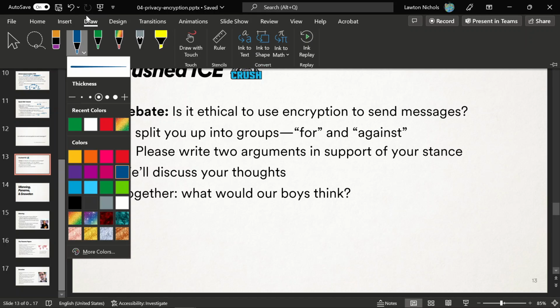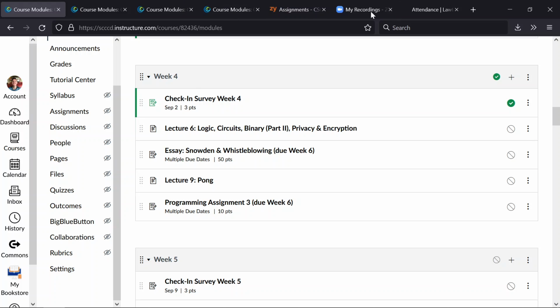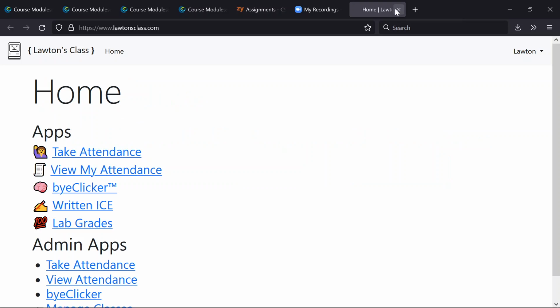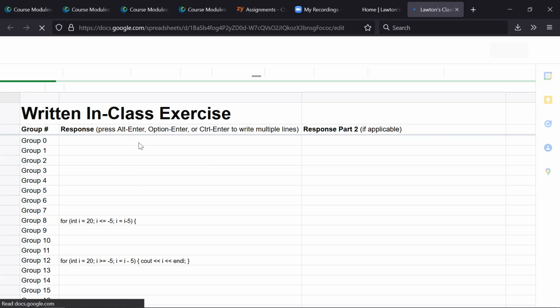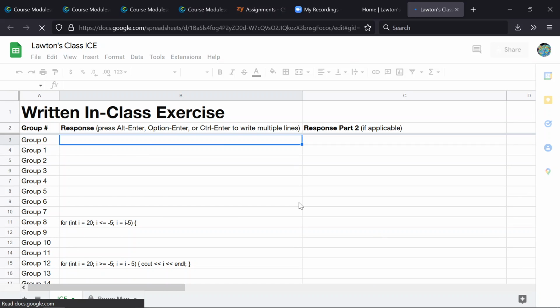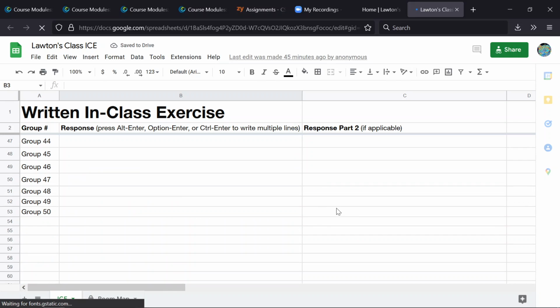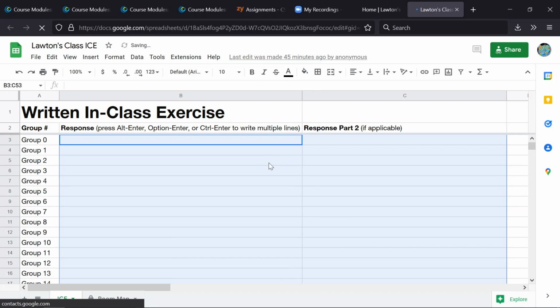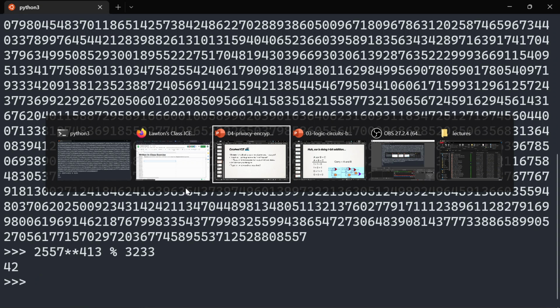So let's say that, first of all, are we all done with attendance, by the way? Can I stop that? All right. Let's go to the written notes page, please, and I'll clear it out for us. And then I want you to come up with 2 arguments for your group. You can put them anywhere you want on your group's line.